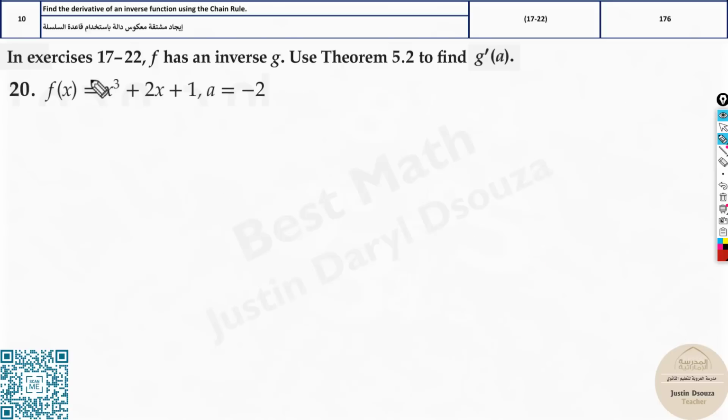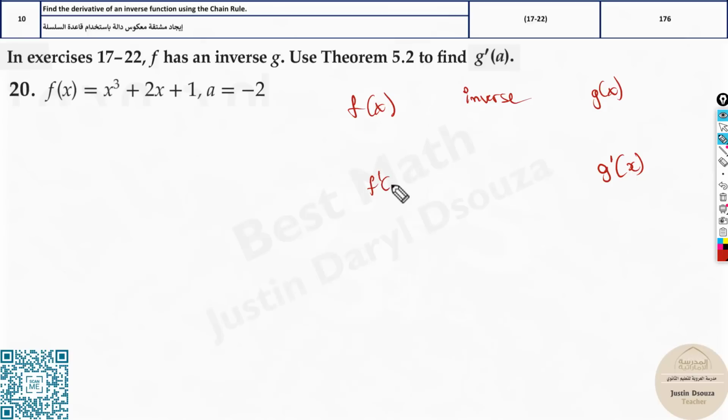First of all, you need to understand we have been told f of x inverse is g of x. Okay? And then we have not been told to find the inverse function, we have been told to find the derivative of that at some particular value x. Okay, so that's the thing. Now let us try to make sense of a few things.